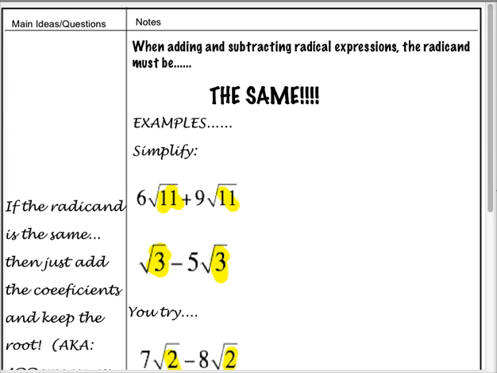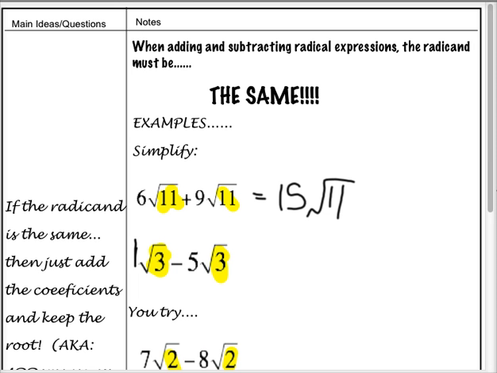So let's take a look at some examples. Now in these ones, I've highlighted everything that is a like radical. So we have 6 square roots of 11 plus 9 square roots of 11. So I have 6 in the first one, 9 in the second one. So that's going to give me a total of 15. Well, 15 what? 15 square roots of 11.